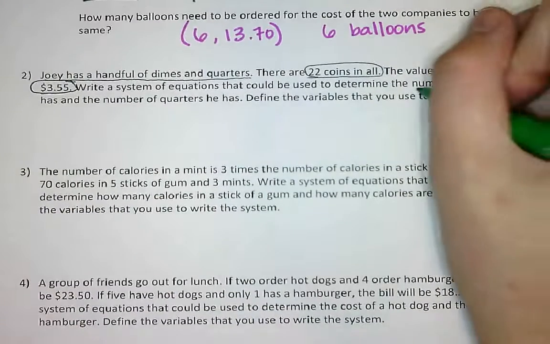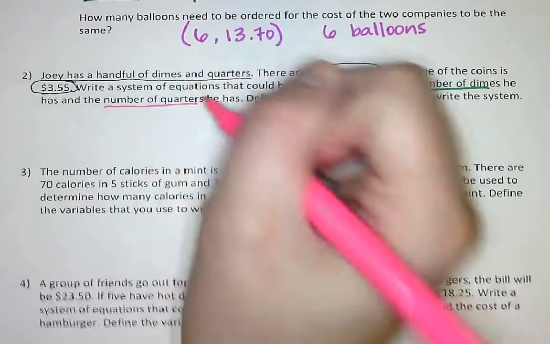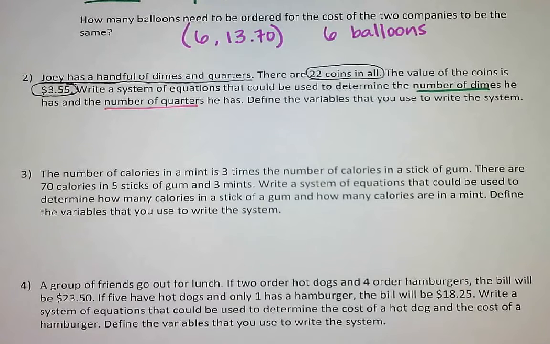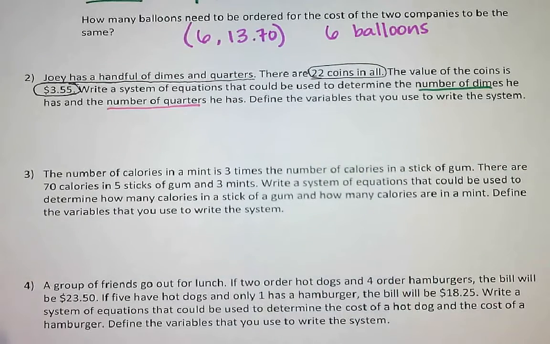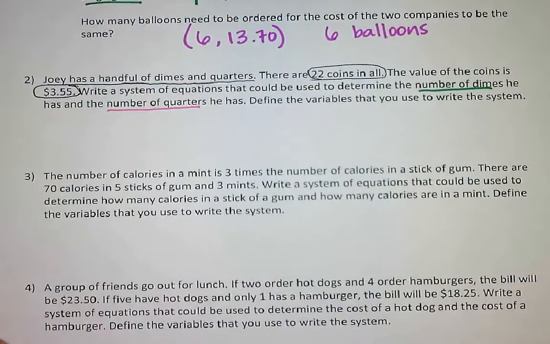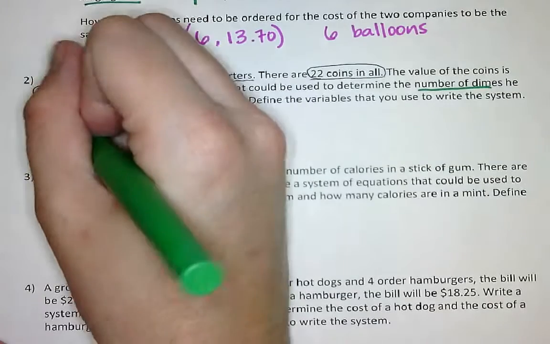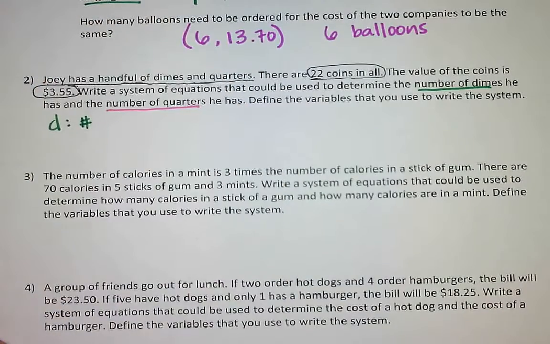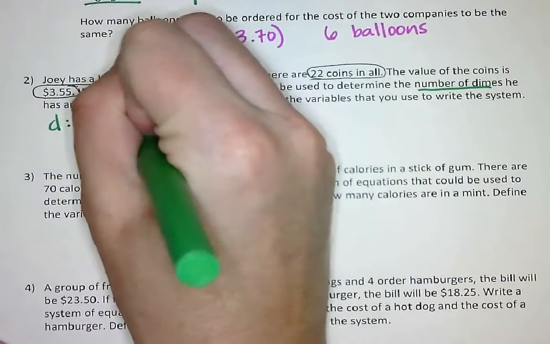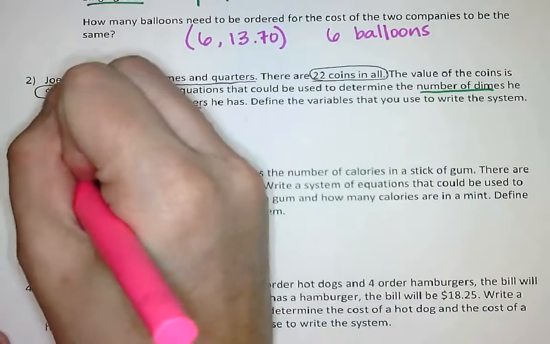So guys, what is our unknown in this situation? The number of dimes and quarters. It says define the variables that you use to write this system. You could define them as x and y, but personally, I would like to define the variables with something that's a little bit easier to identify. So I would say that D is my number of dimes. Are you guys okay with that? And Q is my number of quarters. Are y'all good with that?